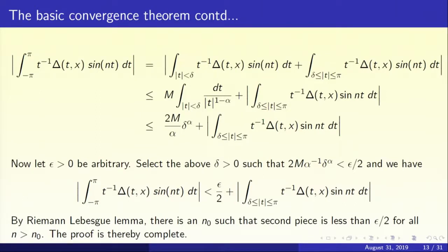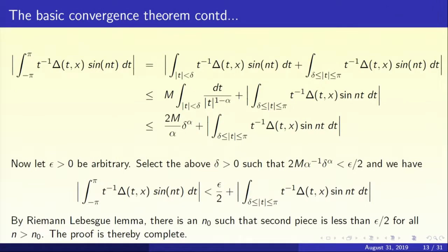You get 2M by alpha into small delta to the power alpha. Now remember that small delta is going to be small. So now let us bring in the epsilon. Let epsilon greater than 0 be arbitrary. Select the delta greater than 0 in such a way that 2M by alpha delta to the power alpha is less than epsilon by 2. So the first piece in the middle of the slide gets less than epsilon by 2.